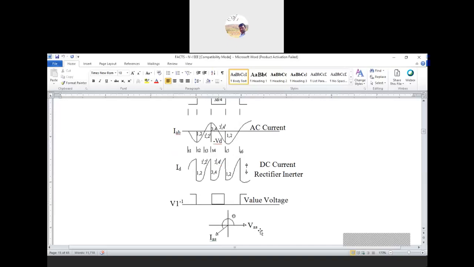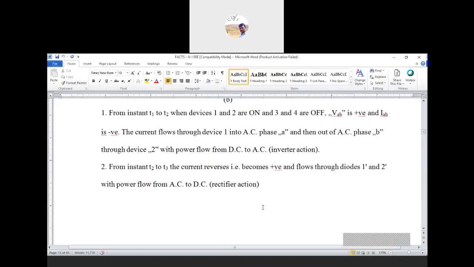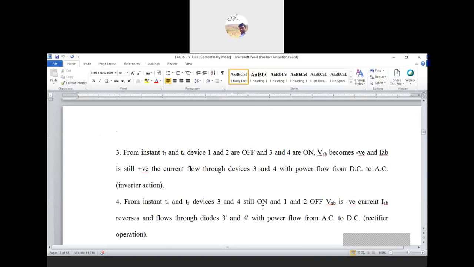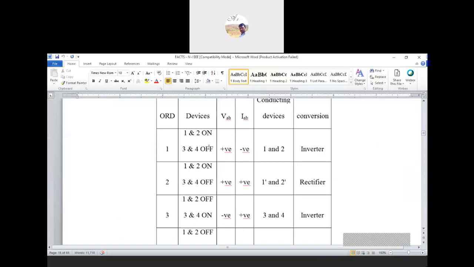So we can add an inverting and rectifier option. Due to the inverting and rectifier operation, the current will change from positive to negative. At the first instant, thyristors 1 and 2 are on at this instant, and IAB is negative.